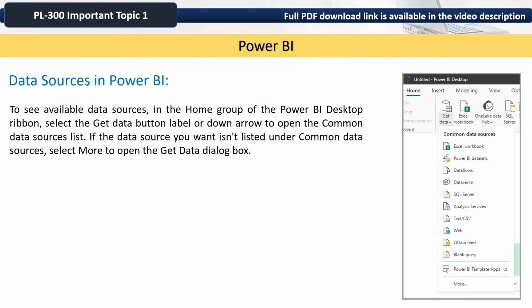About the data sources in Power BI, to see available data sources in the home group of the Power BI Desktop ribbon, select the Get Data button label or down arrow to open the Common Data Sources list. If the data source you want isn't listed under the Common Data Sources, select More to open the Get Data dialog box.